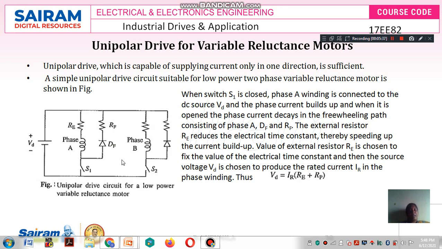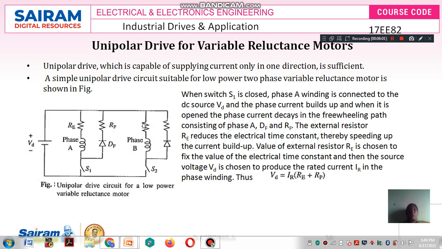Same thing, when phase B is energized, this resistance Re supports. Here this is also Re resistance, this is the external resistance. This external resistance reduces the electrical time constant, thereby speeding up the current buildup in the phase winding. So the value of external resistance Re should be chosen to fix the value of the electrical time constant.